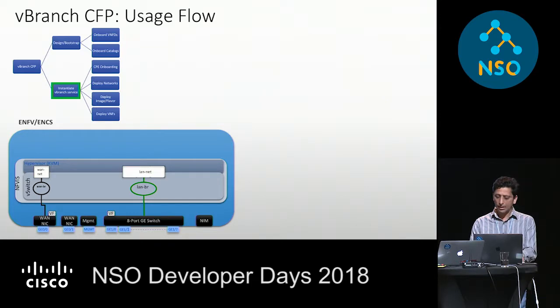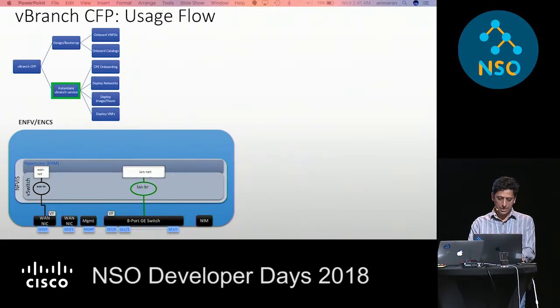Okay, let's move on to instantiation. Let me share the catalog first. So here is the catalog that's bootstrapped. Here are different branch CPE profiles that we have in the system.